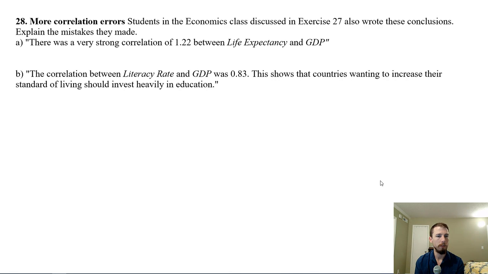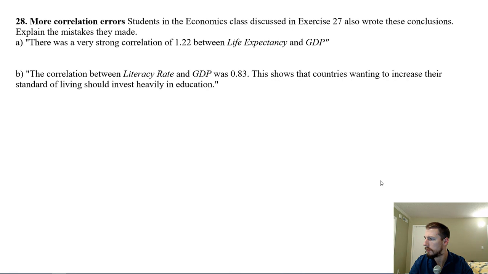So 28, more correlation errors. Before, we were talking about, so this is like number 27. Your economics instructor assigns your class to investigate factors associated with gross domestic product, GDP, of nations, which is basically the monetary value of goods and services that are produced by a nation's working people in one year. So that's GDP. All right.